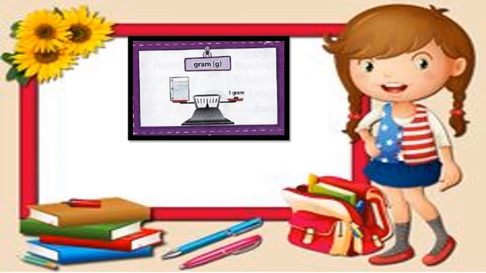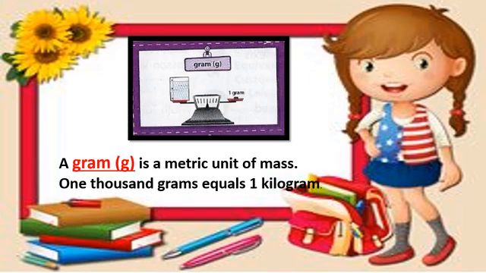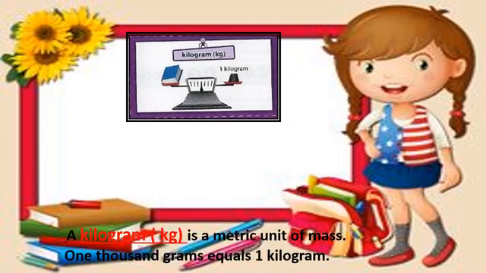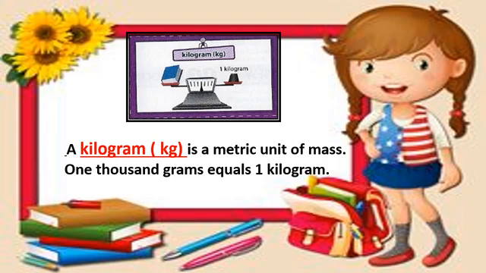We have the word gram. A gram, g, is a metric unit of mass. 1000 grams equals 1 kilogram. We have the word kilogram. A kilogram, kg, is a metric unit of mass. 1000 grams equals 1 kilogram.